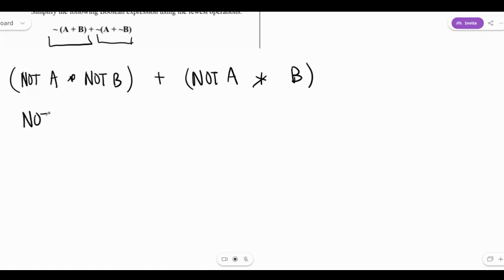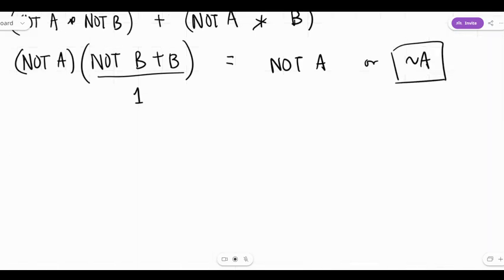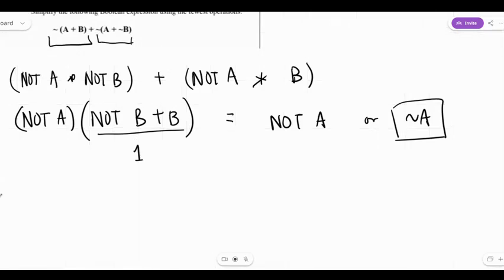And then we can reverse the distributive property. So this would be not B plus B. And we know that not B plus B, one of the two must be 1. So this final part will end up being 1. Then the answer will just end up being not A, or to keep it in the format of the problem, the same expression in that form.